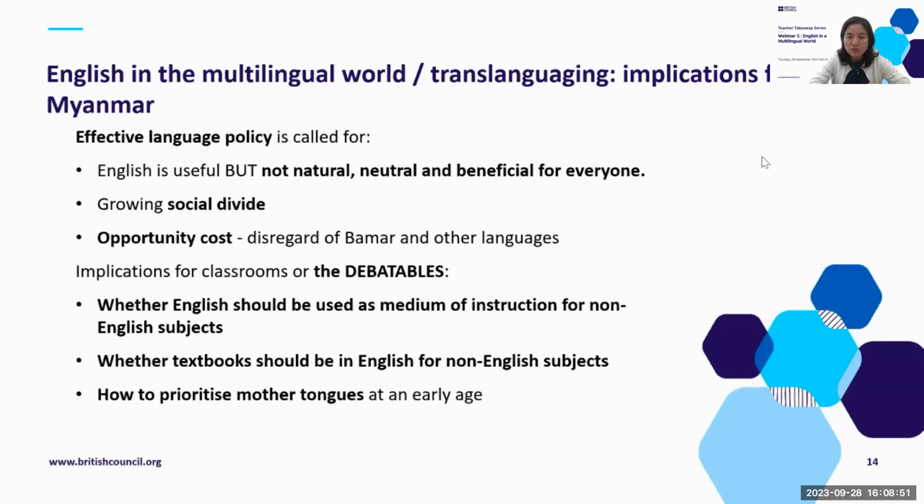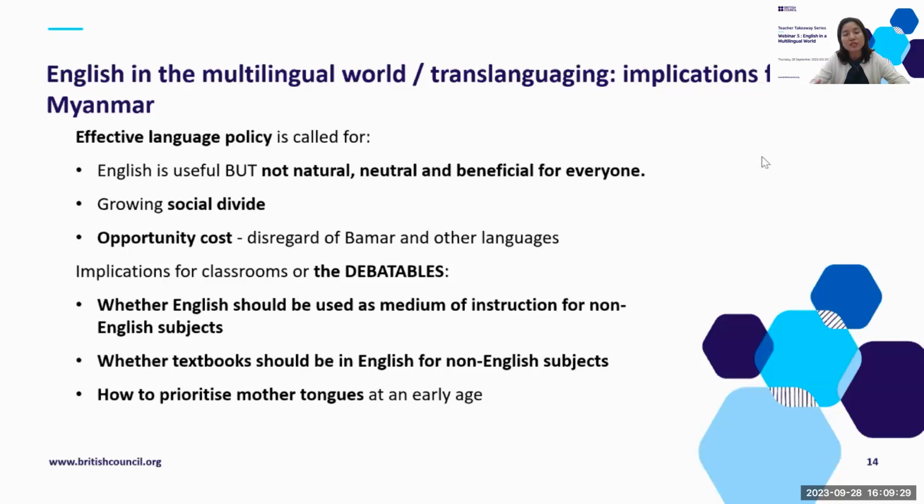So we all know the importance of English. We need to learn English, but at the same time, we need to be aware that English is not always natural, which means you learn it without even going to any classes. It is not natural to everyone. And it is also not neutral and beneficial for everyone. So we can see the growing social divide in our country between those who can speak English fluently, who can learn English in a proper way, and those who can't speak English and don't have chances to learn English.